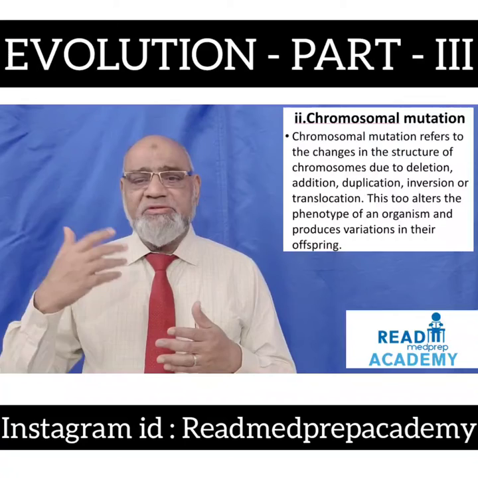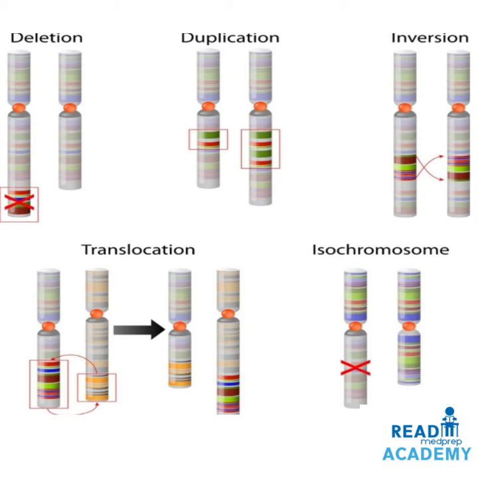Here you can see the deletion, where a portion of the arm of the chromosome is deleted. Duplication, where a portion of the nucleotide sequence of the arm is duplicated. Inversion, where the nitrogenous bases are inverted. Translocation, where a portion of the nitrogenous bases in the arm of the chromosome is translocated to the opposite arm, and isochromosome. Genetic recombination is due to crossing over of genes during meiosis.